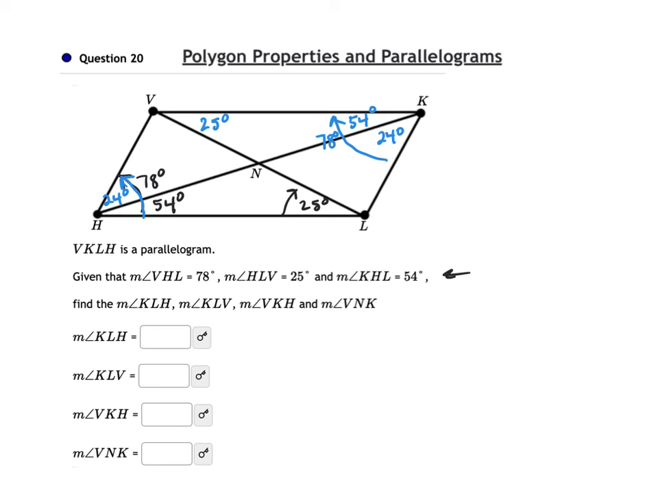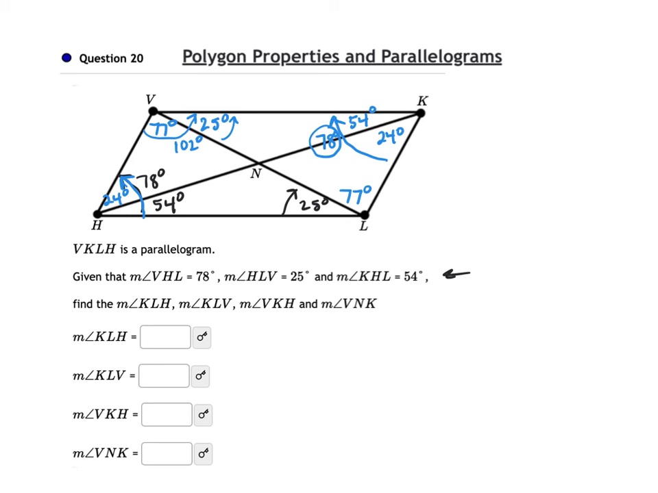We know that consecutive angles are supplementary. If this whole angle is 78, whatever this whole angle is right here, these two have to add to 180, which means it's 102 degrees. Now I can take this 25-degree angle and subtract it from 102. 102 minus 25, and I get 77 degrees, which makes this one 77 degrees.